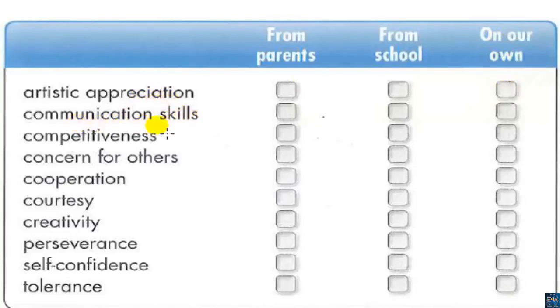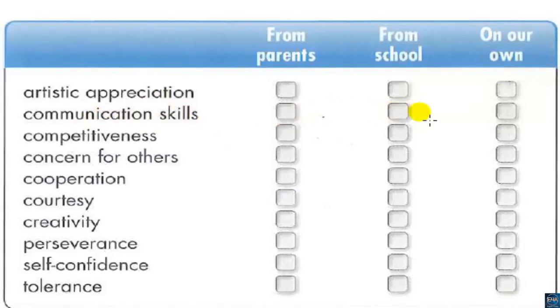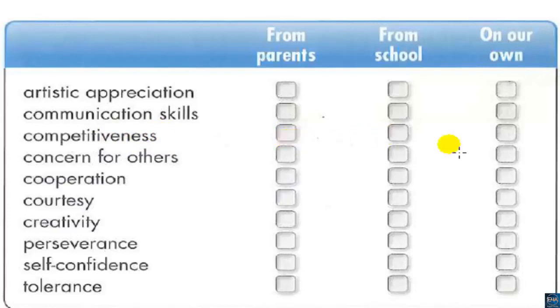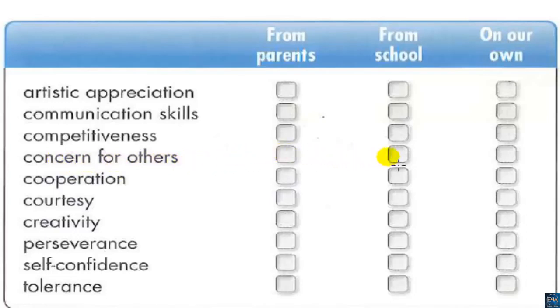Communication skills. Communication skills to communicate with other people, to be sociable. Well, this is from parents, mom and dad, school of course, and on your own. Competitiveness, to compete with others. From parents, from school, and on your own. Concern for others. Concern means you have caring feelings, good feelings for other people to help them. This is of course from parents, from the school.